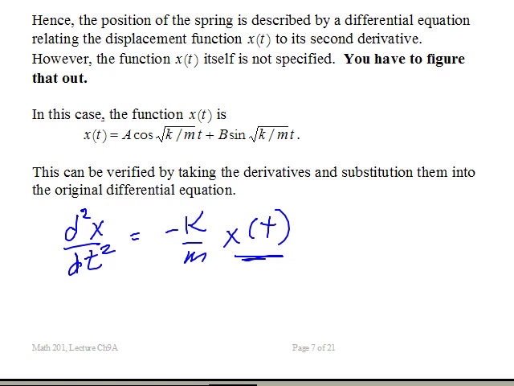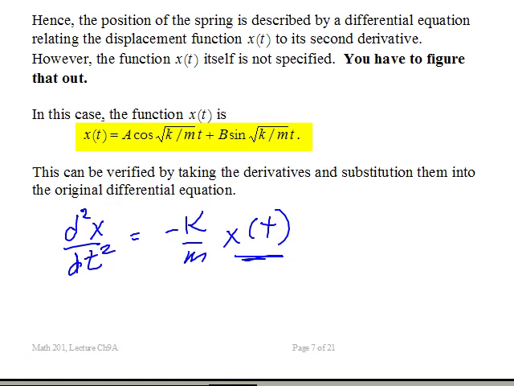What I'm going to show you now is the solution, and then verify it by taking the derivatives and plugging it back into the equation. This is just to help you understand what a differential equation is. Okay, here I'm going to give you the solution. x of t equals some constant a times the cosine of the square root of k over m times t, plus b times the sine of the square root of k over m times t.